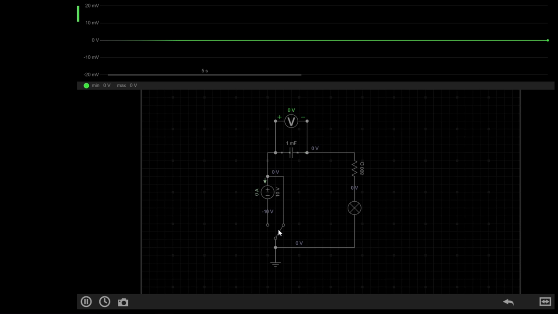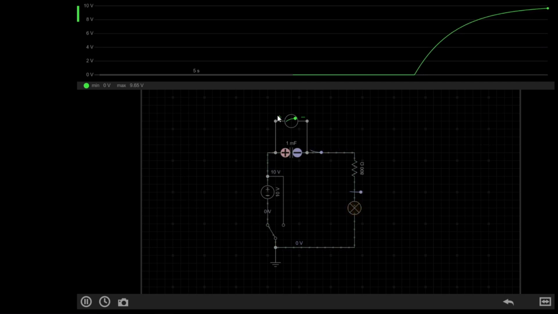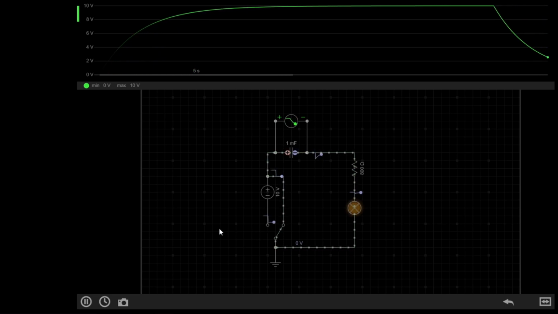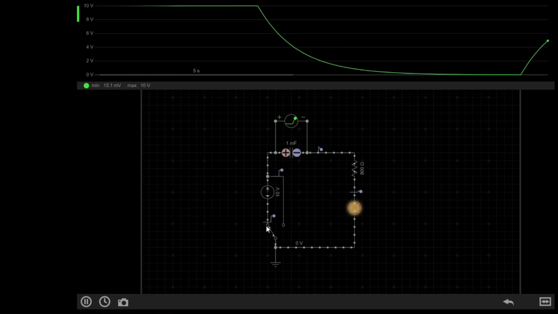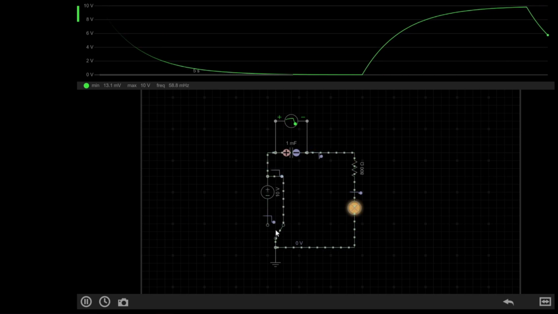If I first connect the power supply to the circuit, we can see on the voltmeter up here that the voltage across the capacitor climbs slowly to 10 volts. Then, if I swap to removing the supply, you'll notice the capacitor discharges or loses voltage. If I then connect to the supply again, the capacitor charges, then disconnect it, discharges.